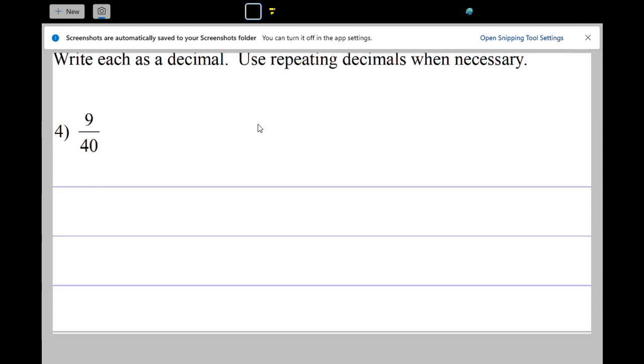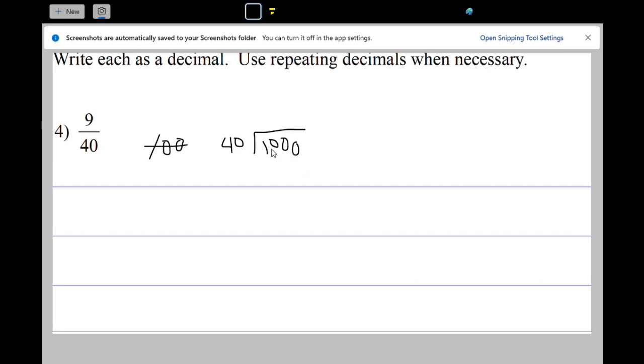Here we have number 4, so we got 9/40ths. 9/40ths is interesting. I can't change a 40th into 100. It just cannot happen. Because if I multiply by 2, you get 80, and you're just going to have problems. So the question is, if I can't change it to 100, can I change it to 1,000? Now, there's a couple ways to think about this. If I'm going to change it to 1,000, is 1,000 divisible by 40? Because if 1,000 is divisible by 40, then I can multiply and get a 1,000 base here.